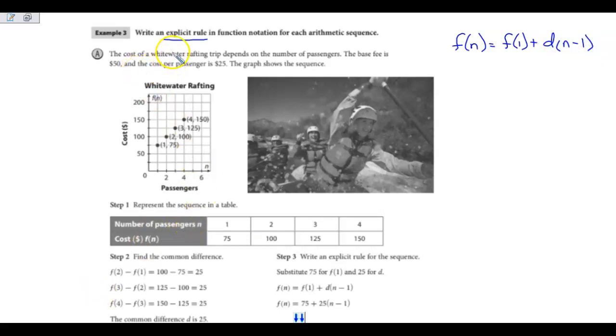So the cost of a whitewater rafting trip depends on the number of passengers. The base fee is $50 and the cost per passenger is $25. The graph shows the sequence. So if we have one passenger, it's $75. If we have two passengers, it's $100. If we have three passengers, $125. And if we have four passengers, we have $150.